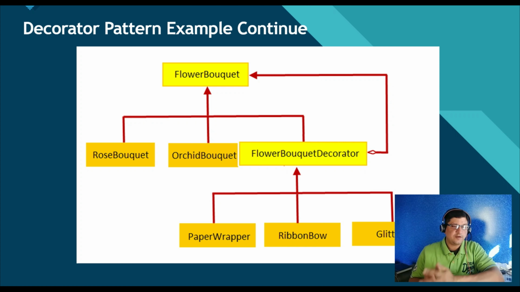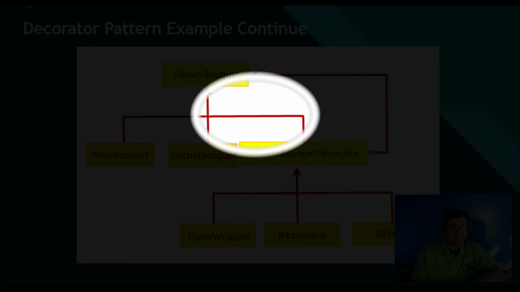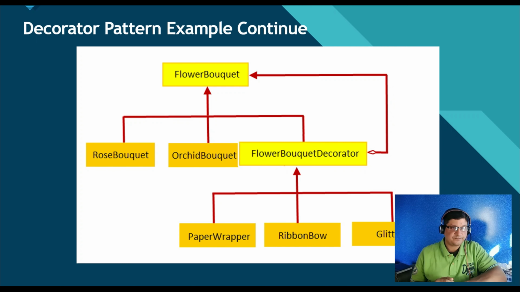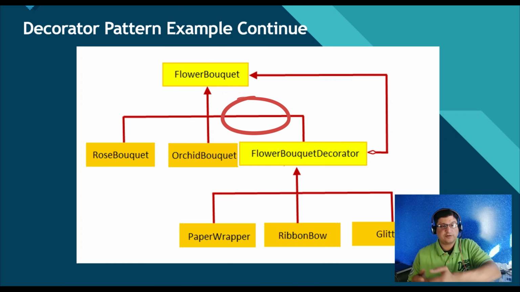As I told you, flower bouquet decorator abstract class extends from flower bouquet abstract class. In the design, the most important thing to observe is the relationship between the flower bouquet and flower bouquet decorator. Here we have two types of relationship between these two abstract classes. First is inheritance by subclassing. Flower bouquet decorator extends the flower bouquet abstract class, and that is required for a type.